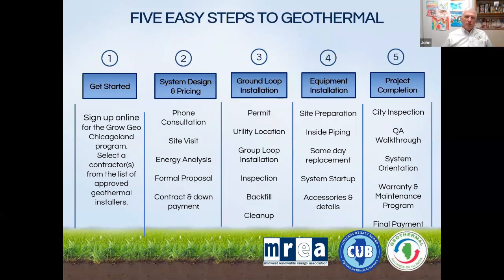So here are some easy steps. I'm not going to read this entire slide, but this is from beginning to end. So you see on the very beginning, getting started, well, what's step number one? Sign up online to put yourself on the list, so to speak. And then you can select a contractor from the six that we've got in the program now. My hunch is two months from now, we'll probably have a few more contractors in the program. But for now, we've got six really good contractors. And then you see the process here from beginning to end.